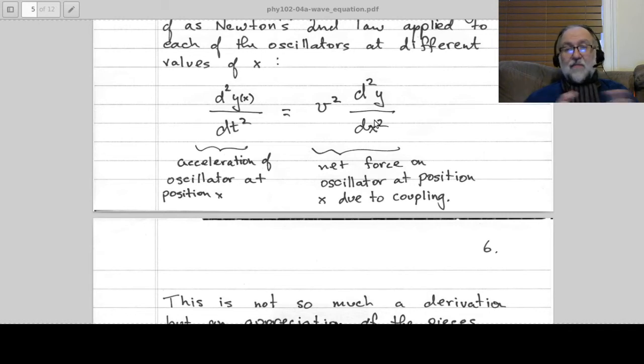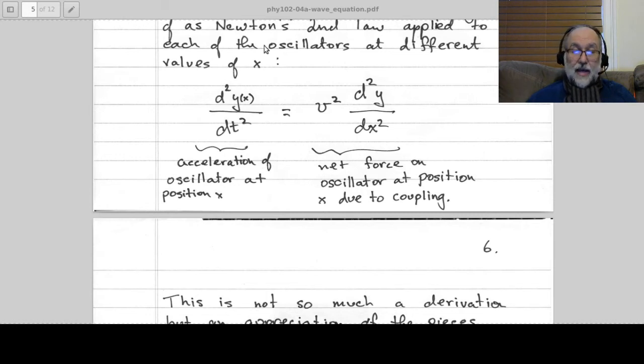So it's a bit of a hand-waving argument. It's not very rigorous, but believe me, it can be made rigorous. If you go on in physical chemistry and take a look at Schrodinger's equation, you will see it rigorously done there. But this is, I think, good enough for our purposes. Left-hand side here, second derivative with respect to time, the acceleration. Right-hand side, second derivative with respect to x, curvature, and the curvature is the net force.